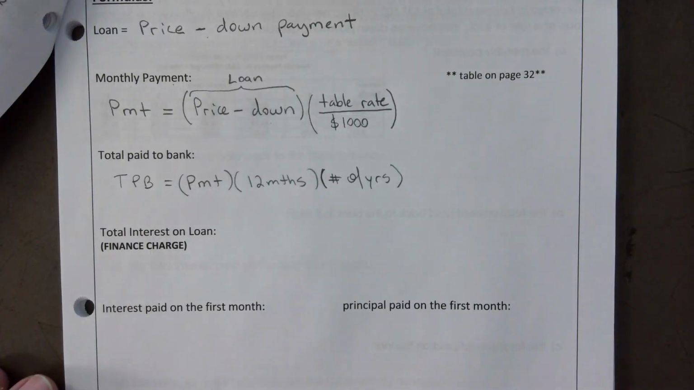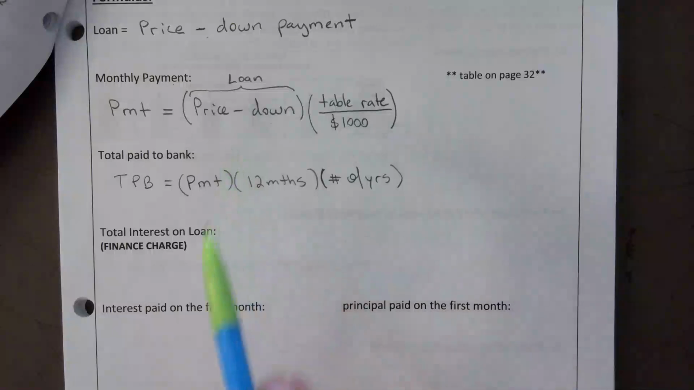It's always more than the loan, guys. There's no bank in the world that will charge you less than what they gave you. So when this number doesn't match, you made a mistake, okay?